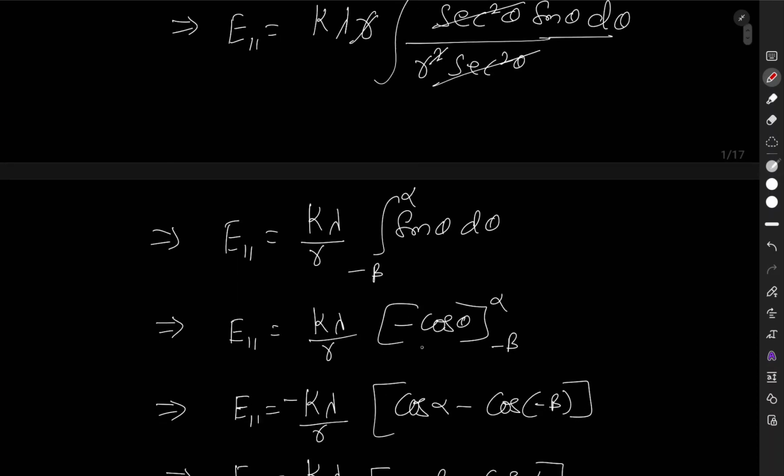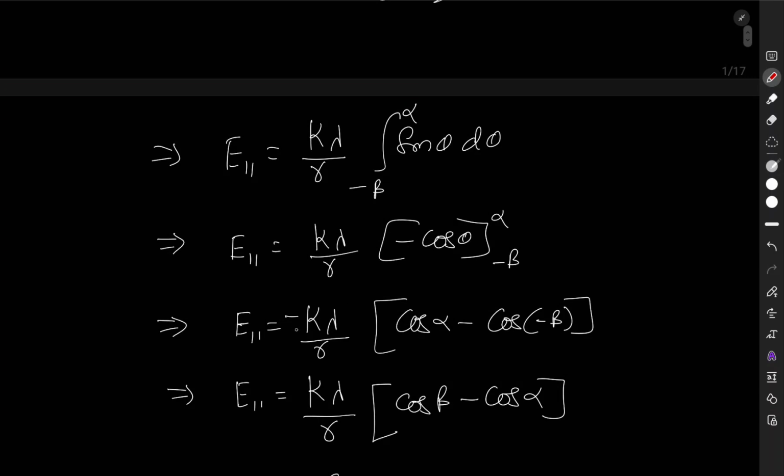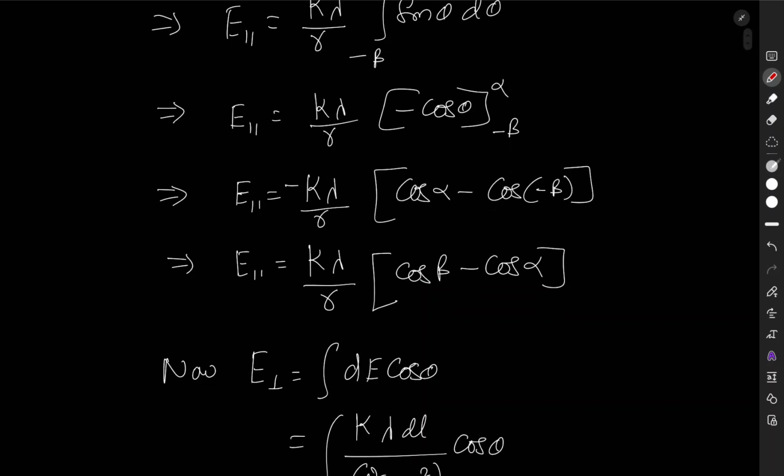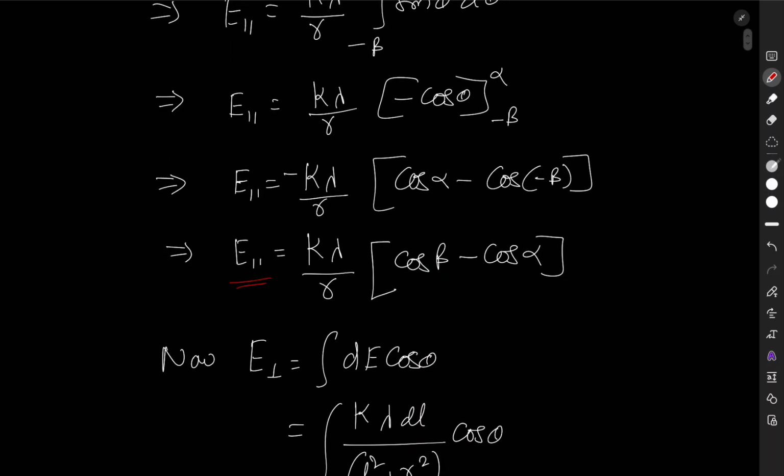Integration of sin theta will be minus cos theta, and here we can put the limits. This minus sign comes out, so it will be k lambda upon r times cos alpha minus cos of minus beta. Now when we take this minus sign inside, E parallel is equal to k lambda upon r times cos beta minus cos alpha. So this is the parallel component of the electric field.